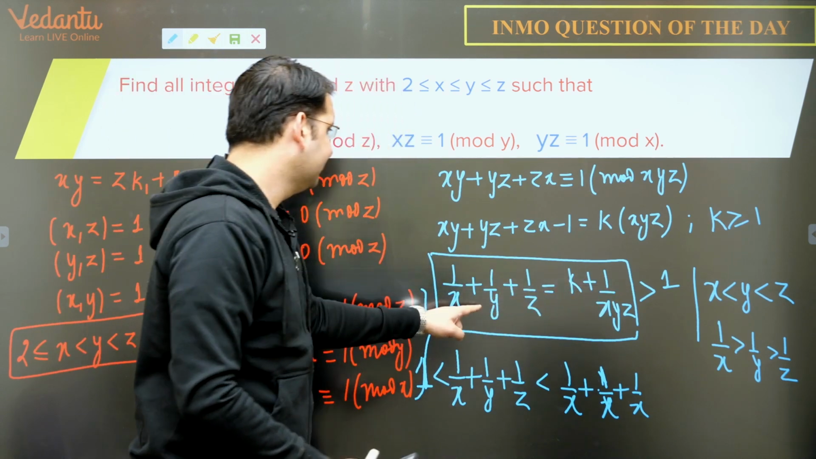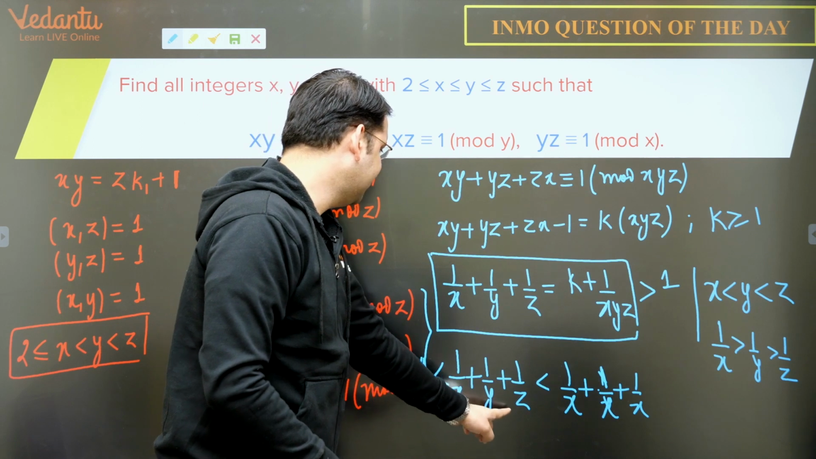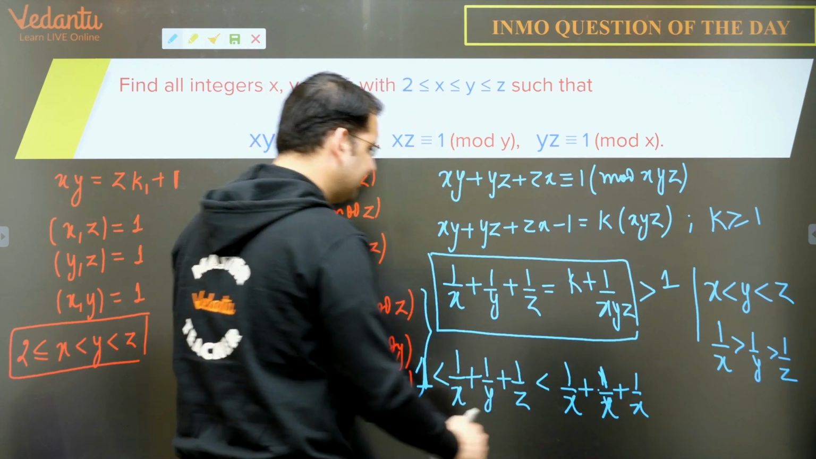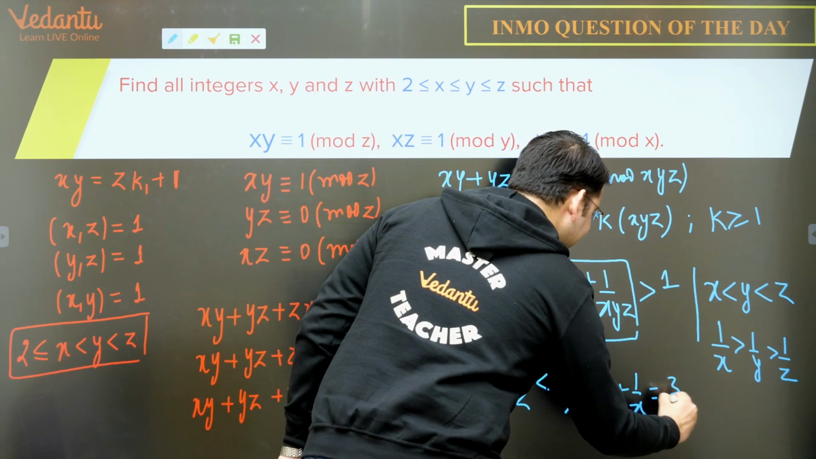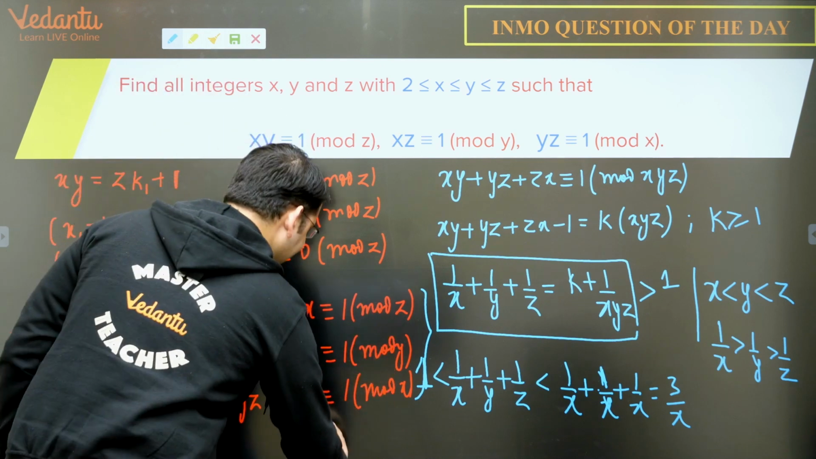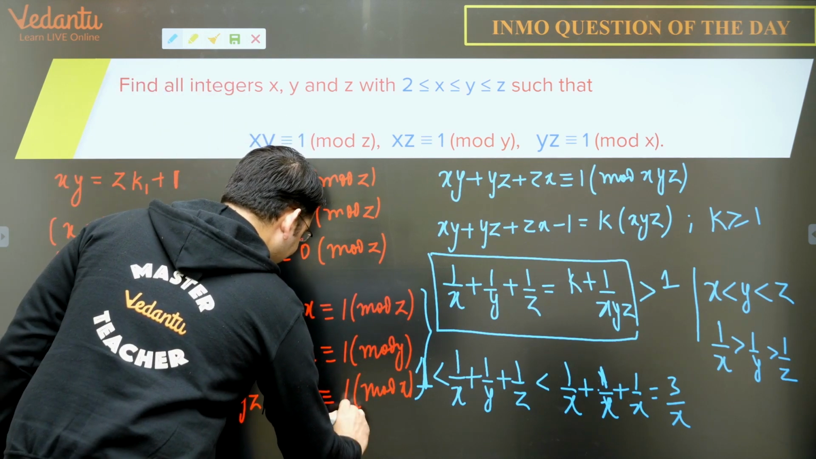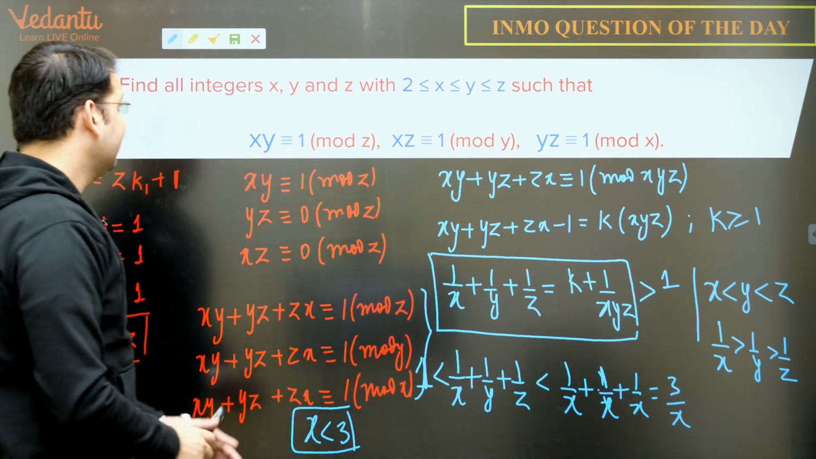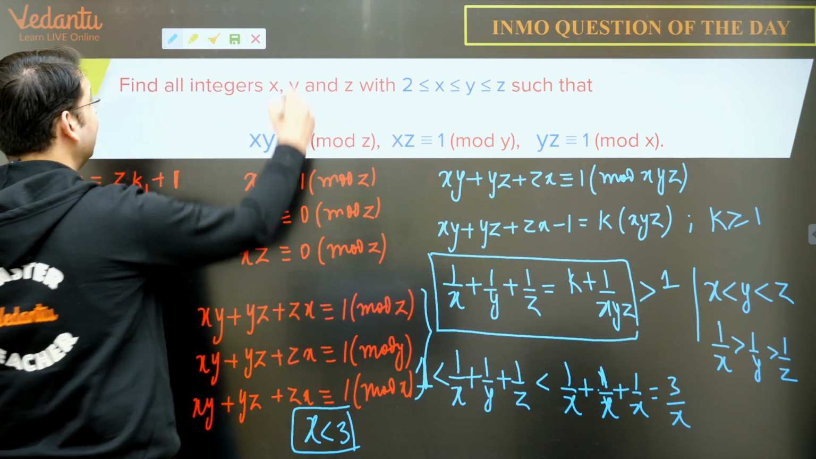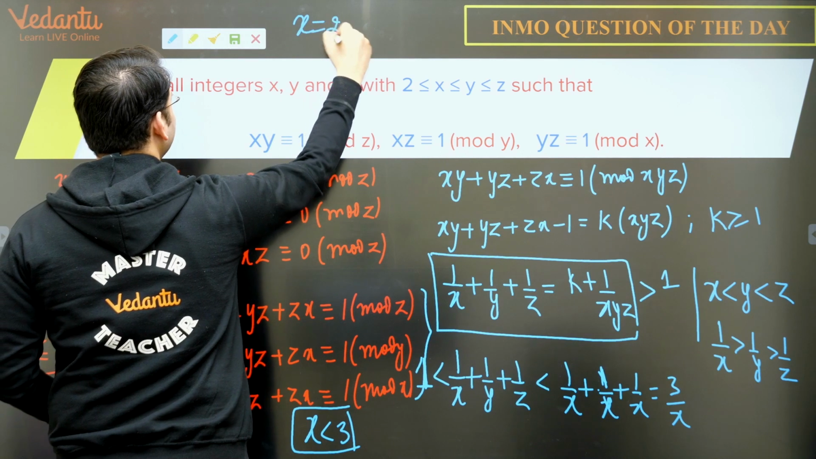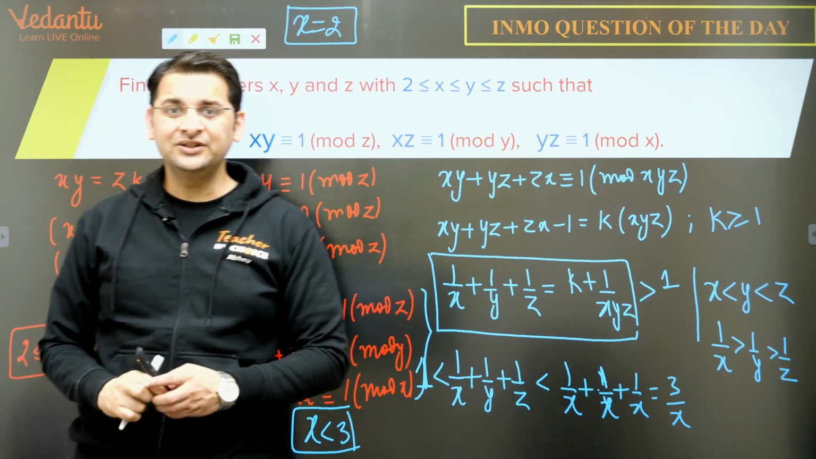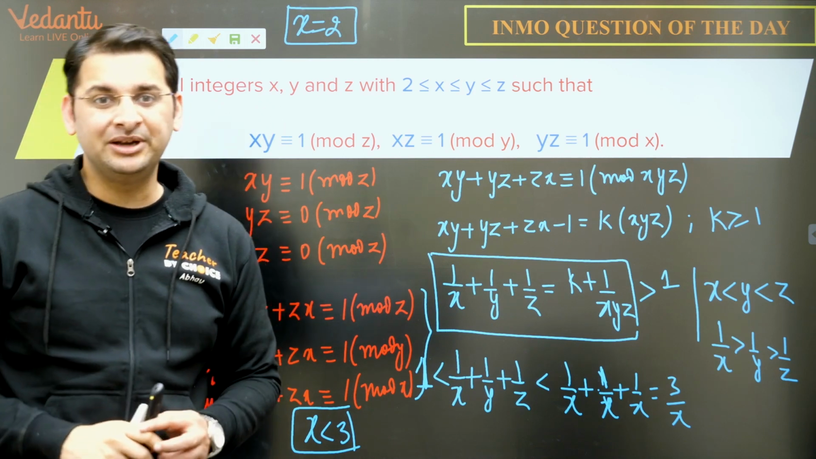So 1 is less than 1 upon x plus 1 upon y plus 1 upon z, which in turn is less than 1 upon x plus 1 upon x plus 1 upon x, which is 3 upon x. So this gives the restriction of x. That means x is less than 3 here. And in the question it is given that x is greater than or equal to 2. So the only possible value of x is 2. So we have found one of the values.